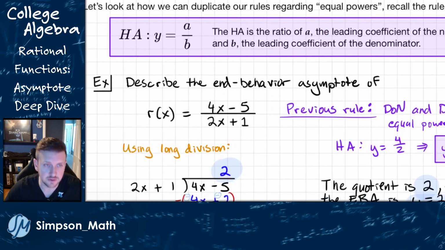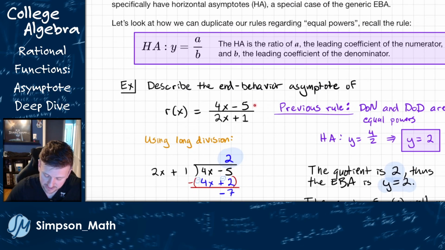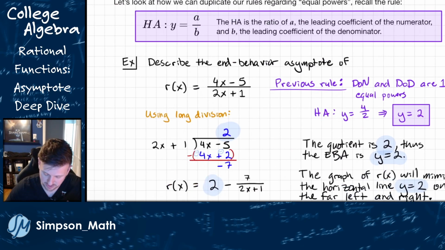So let's take a look at this one. Our task is to describe the end behavior of r of x equals 4x minus 5 over 2x plus 1. Well, with our old method, I would go, oh, the degrees on each of those are 1, so that's equal powers. When it's equal powers, you just take the leading coefficients, which are 4 over 2. So 4 over 2 reduces to 2. So I know from our old rule from last lecture that this is going to be a horizontal line of y equals 2. Well, let's see if we get that when we do long division, shall we?